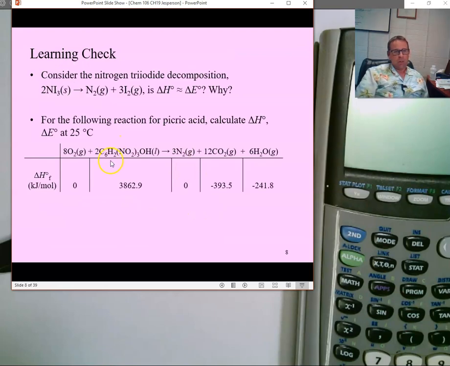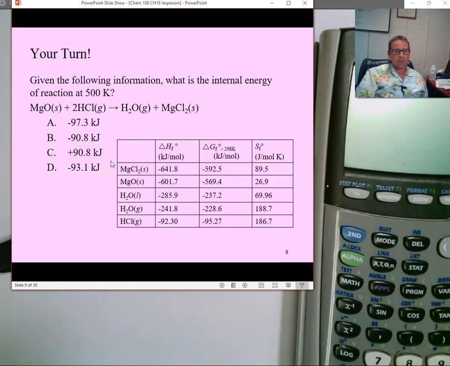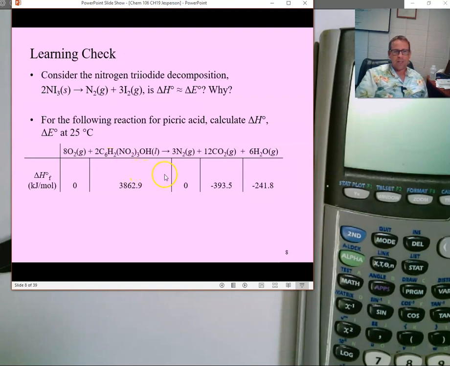So, the delta H here, we have 6 moles of water. They told us that the delta H formation for water is negative 241.8 for gaseous water, negative 393.5 for carbon dioxide, 0 for nitrogen gas.